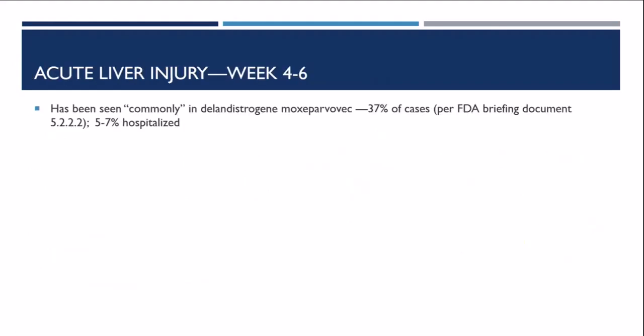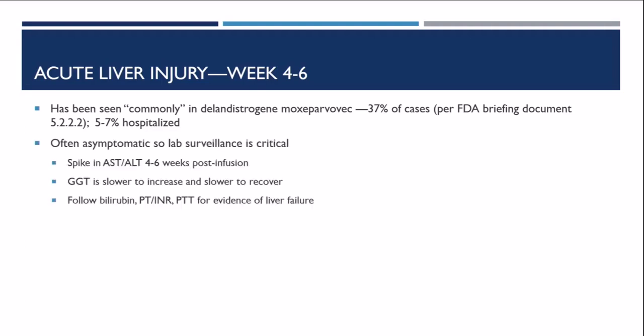Acute liver injury is probably the most common thing we see in this 4 to 6 week time period. If you're looking at the DMD data, and we don't have a lot of this, but from the FDA briefing document, about 37% of cases had a bump in transaminases, and 5 to 7% of those were hospitalized. This is from probably a mix of the Sarepta studies. But it's not that rare, I guess, is the take home there.